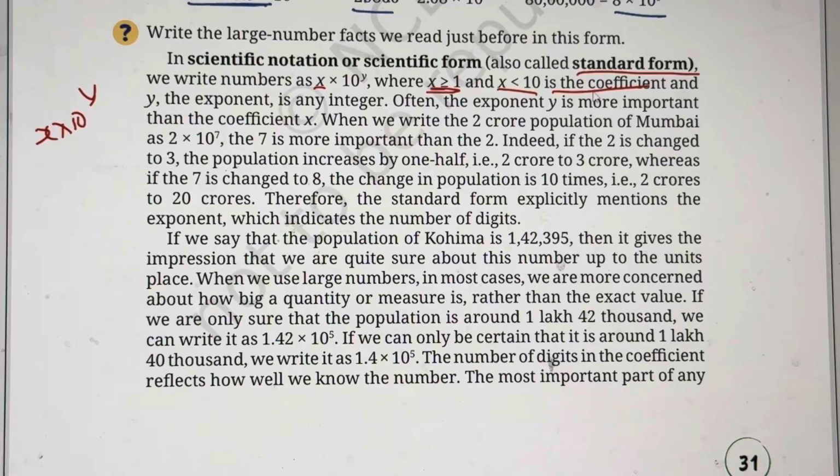That is the coefficient of the expression, the scientific form. And y, the exponent, is any integer. This can be any integer, right? Mostly y is more important than x. Now, this is very important. Like the value of y is more important than x. Why is it said so? Let us understand.